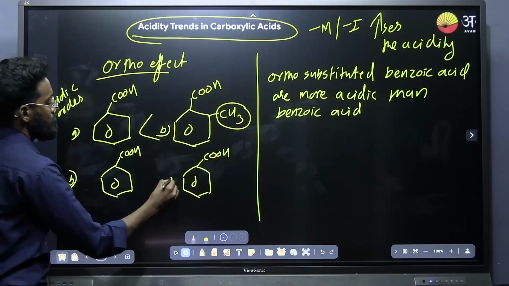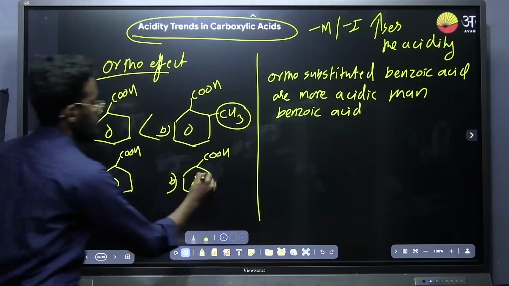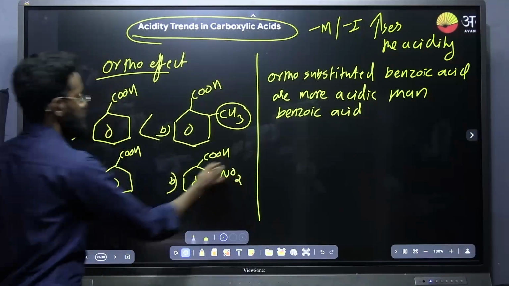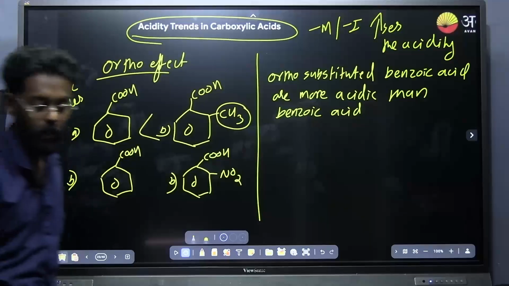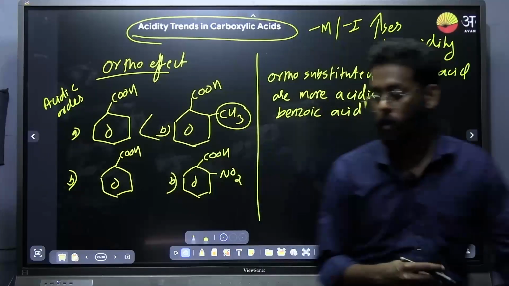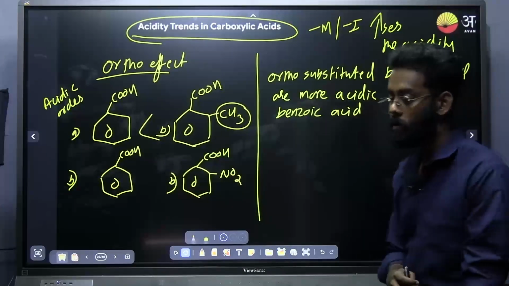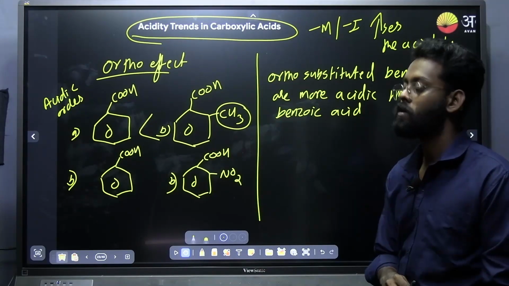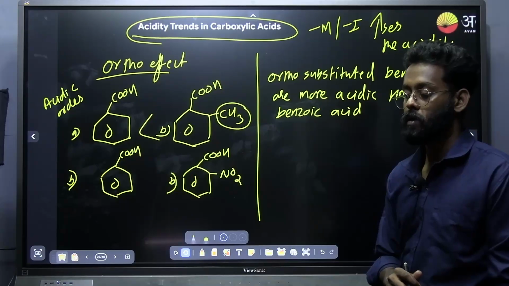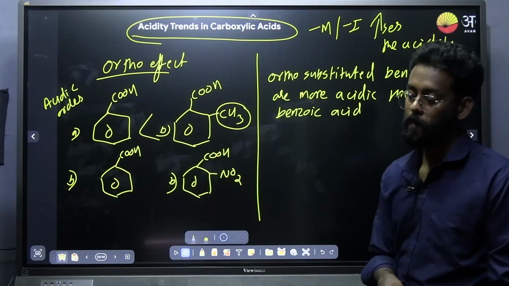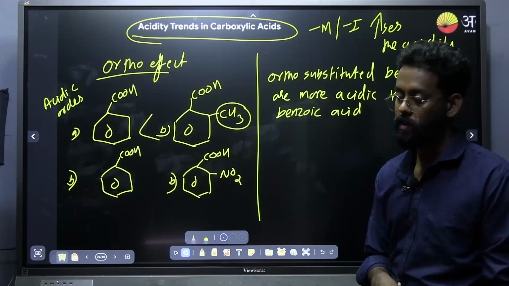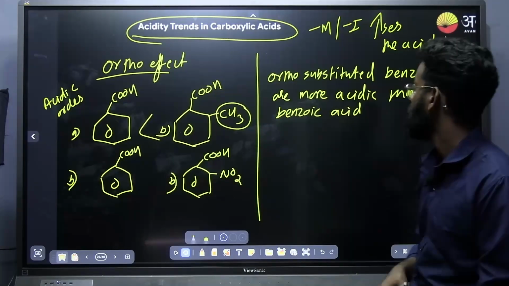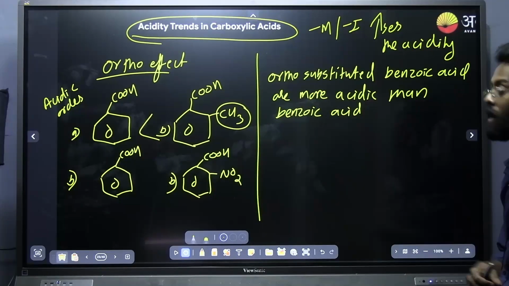A or B? If I am attaching an NO2 group, what about this one? A or B? Tell me. Yeah, Sangeeta was saying something, I didn't hear it properly. A. Sangeeta is saying A. Yeah, everyone is saying A. You didn't understand what I actually meant about ortho effect.